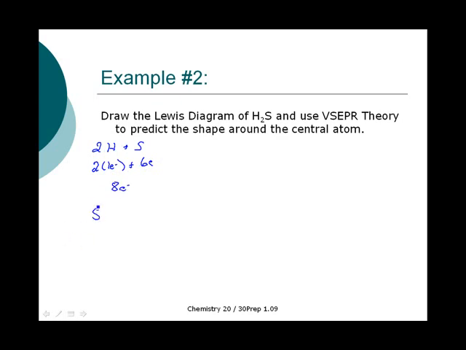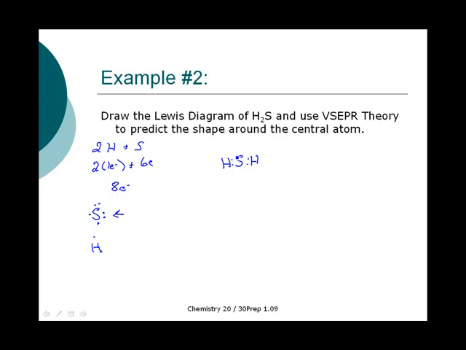In terms of the atoms that we have, there's a sulfur and a hydrogen. And again, this is the most electron deficient. It needs 2. Hydrogen only needs 1. So we'll make that our center. So we draw a sulfur, and we're going to bond 2 hydrogens to our sulfur.